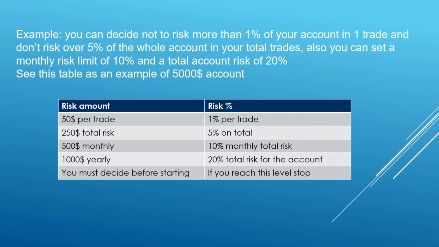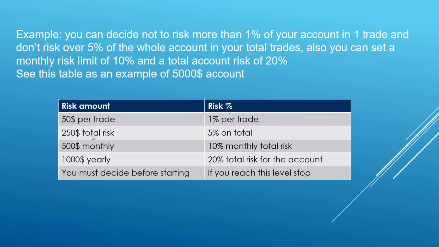Okay, see this table? I have risk per trade. This is 1%. This is my number, 1%. You can change this number, but you have to have this table: risk per trade, risk on total trades. Here you can see it's 5%. Risk on a monthly basis. Here you can see it's 10%. Risk on the total account. Here you can see it's 20%. In my plan, you can see at the end that I've written to myself, you must decide before starting, and if you reach this level, you have to stop your trading. Okay, you can change your number.